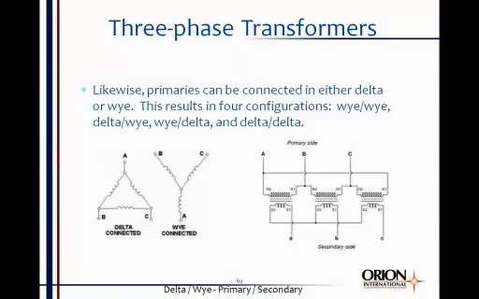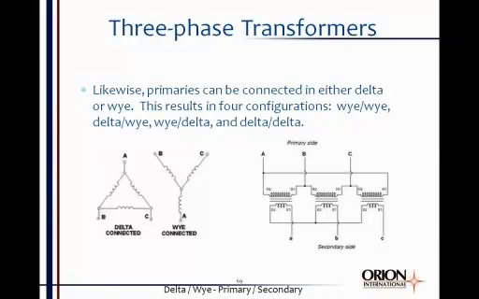The secondary and the primary can be connected into a delta or a Y. So there are really only four different configurations you're going to see on three-phase transformers. You may have YY, Y primary and Y secondary. Or you may have a delta primary and a Y secondary. You may have a Y primary and a delta secondary, or maybe both of them are delta, which would be delta-delta.